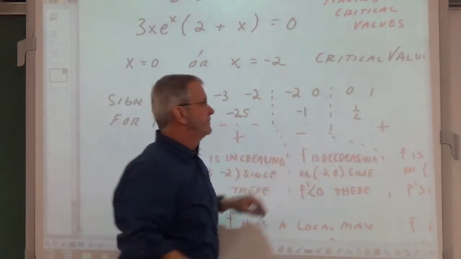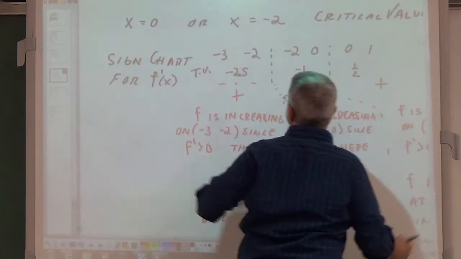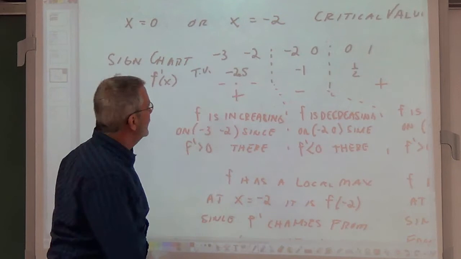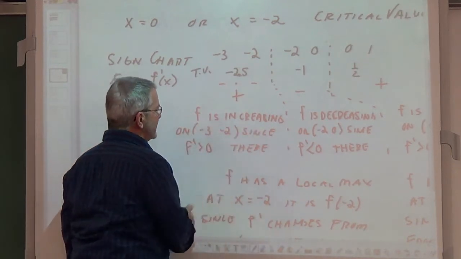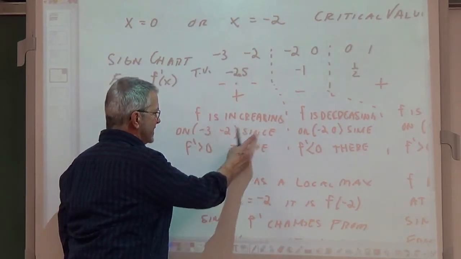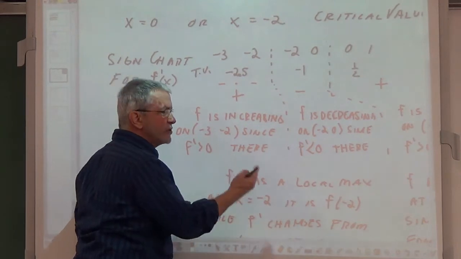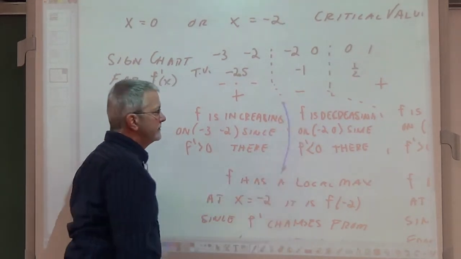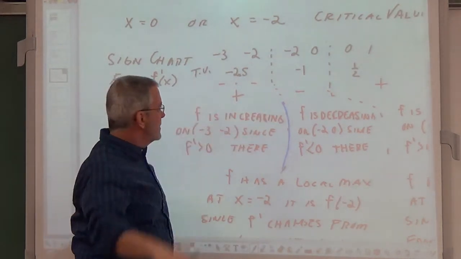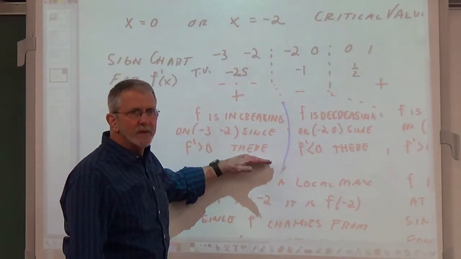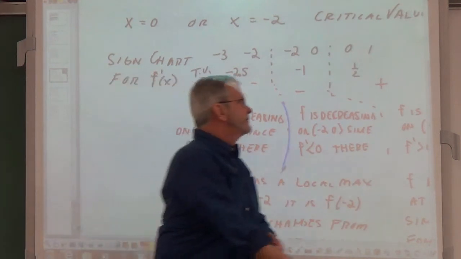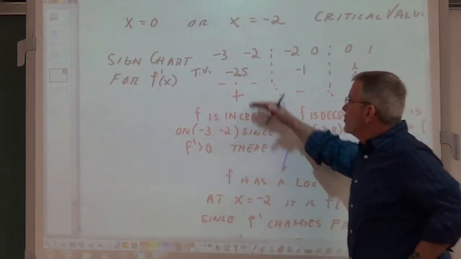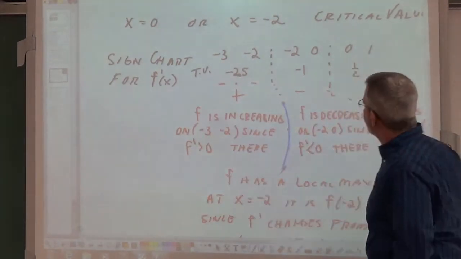That's what's important. What does the sign chart tell us? If f prime is positive between negative 3 and negative 2, what you want to say is f is increasing on negative 3 to negative 2 since f prime is positive there. That's what you need to write. And that's awesome. F is increasing because f prime is positive. That's what somebody wants to see. Maybe not necessarily on this particular problem, but when you do sign charts, that's what they want to see.